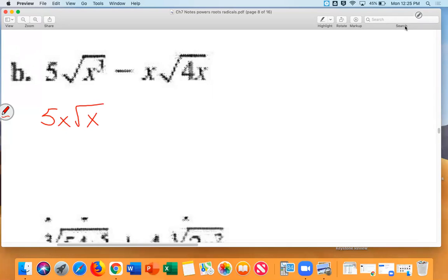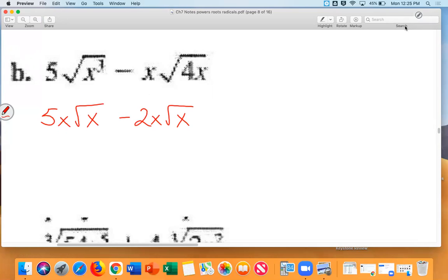If I was talking about a cube root, then I would put a 3 there. If I was talking about a 4th root, I would put a 4 there. But square roots never have it. Okay. So I have 5x minus x. Ooh. What's the square root of 4? 2. So instead of writing just x, I'm going to write 2x root x. Does everybody see where I got that from?